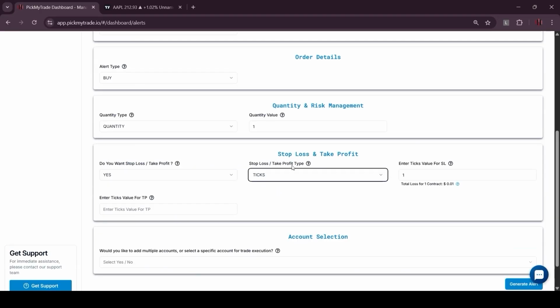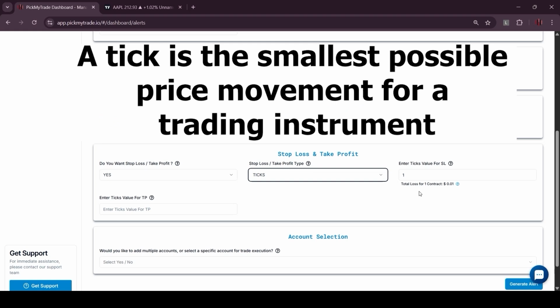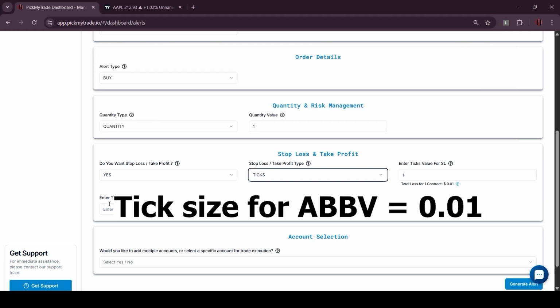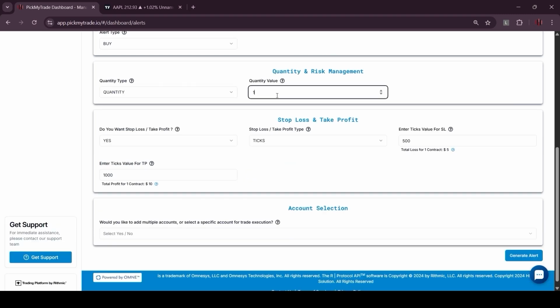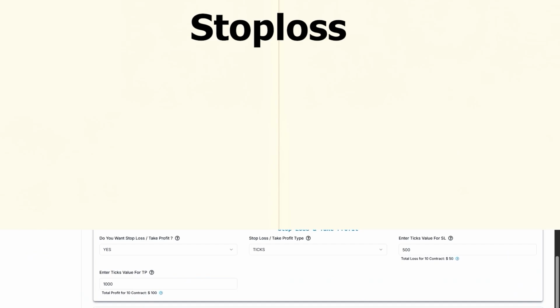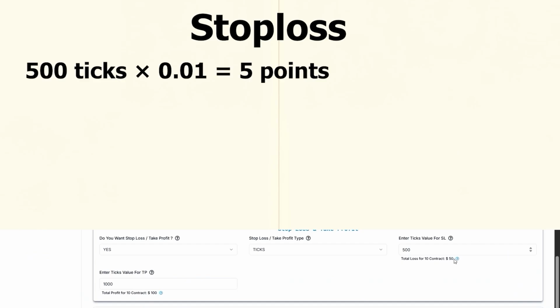Next, we have the option of ticks. A tick is the smallest possible price movement for a trading instrument. As the tick size for a BBV is 0.01, the tick value is $0.01 per share. Lot size is 1, and the quantity here is 10. So the calculation goes like 500 into 0.01 equals 5 points.